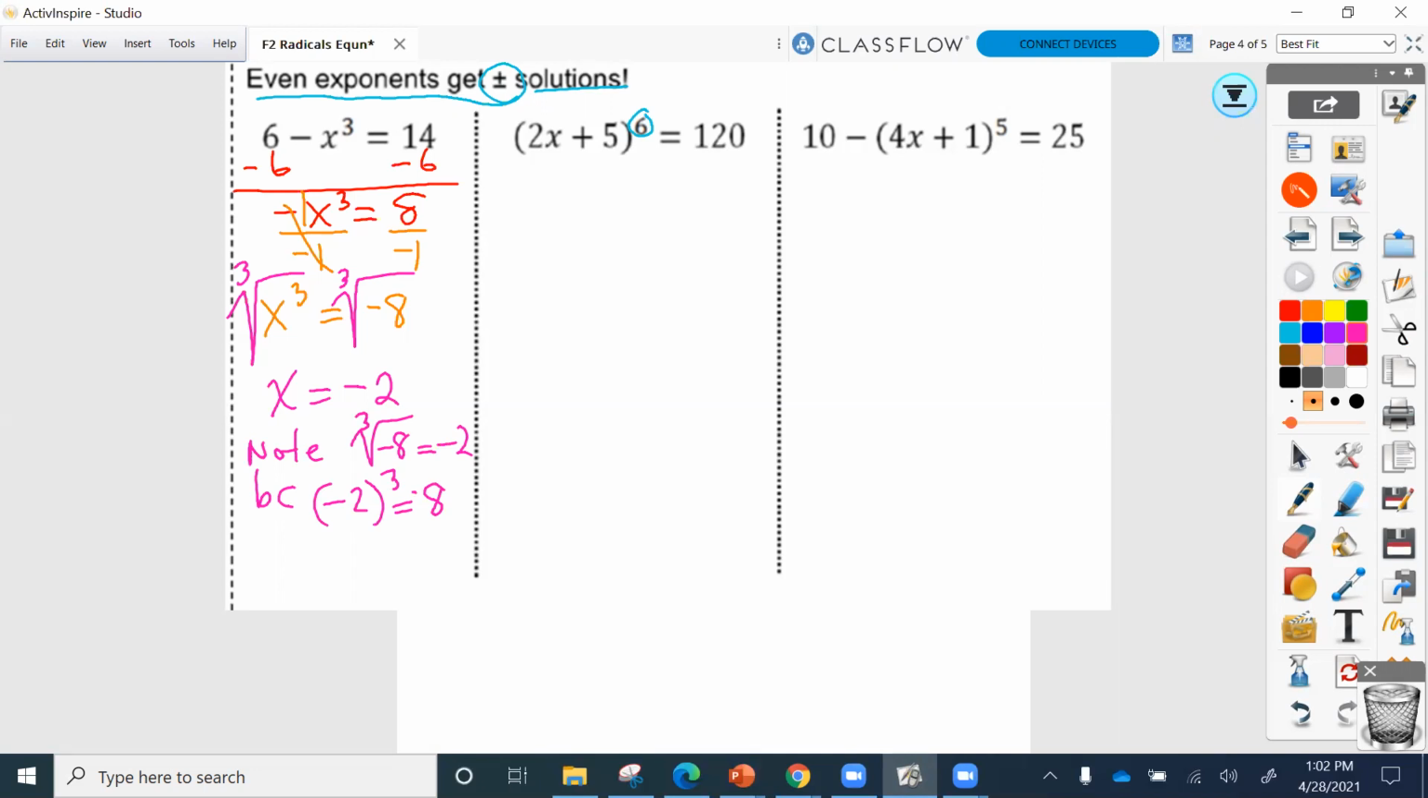All right, so the next problem, we have to worry about plus or minus because the exponent is an even exponent. There's nothing else around except for the parentheses. So the first thing that we're going to do is take the 6th root of both sides of the equation. So we're left with 2x plus 5 is equal to the 6th root of 120.